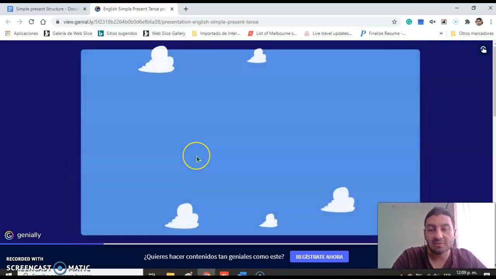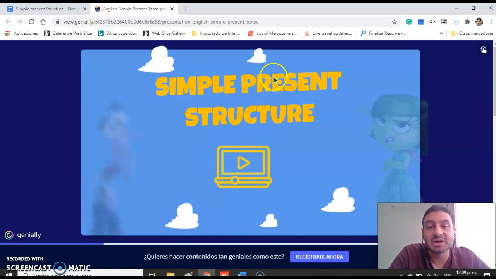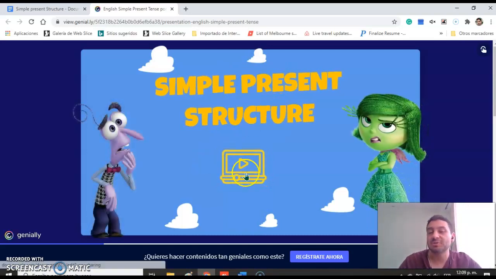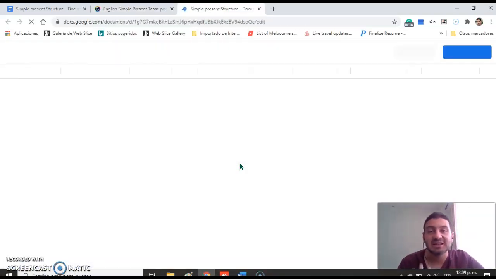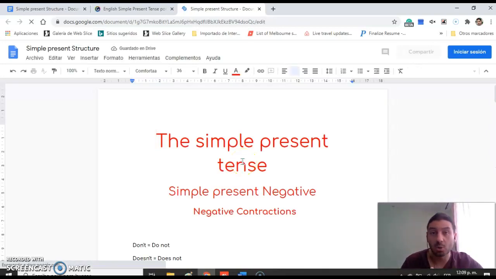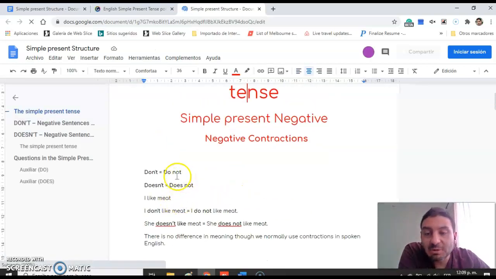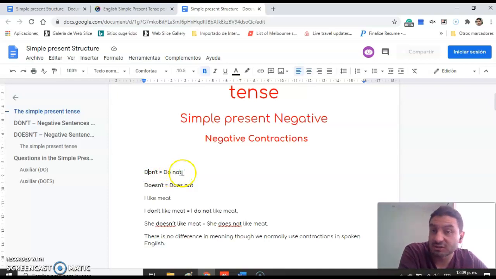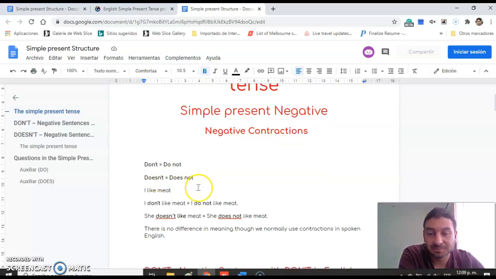Okay, my friends, now we are going to have a look at the simple present structure using the negative and the interrogative: how to make questions and how to say no in English in simple present. For the simple present, you have to take into account 2 auxiliaries to say no: the auxiliary don't, which is equal to do not, and the auxiliary doesn't, which is the same as saying does not.